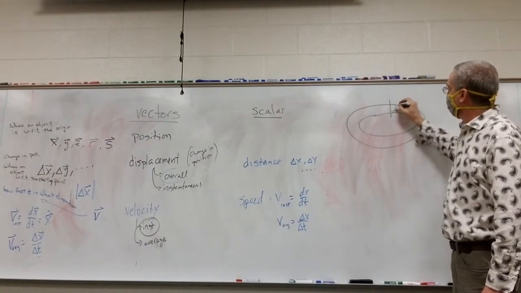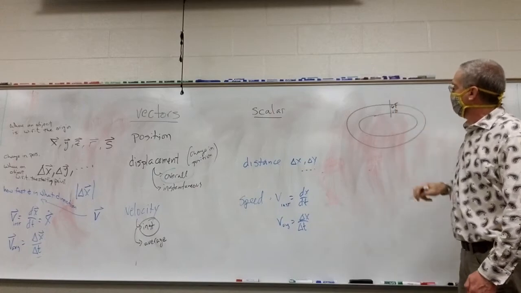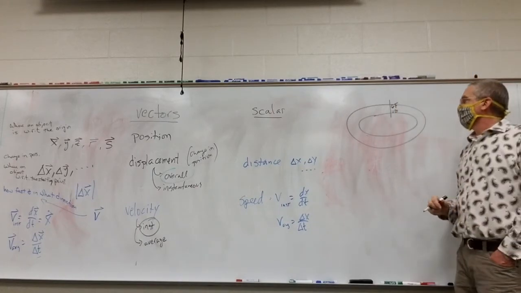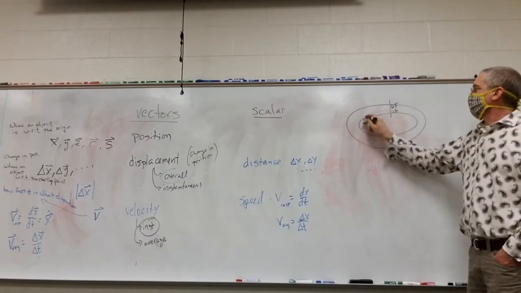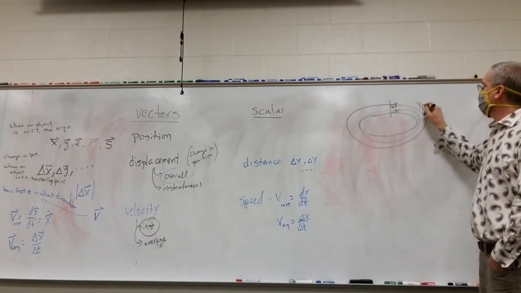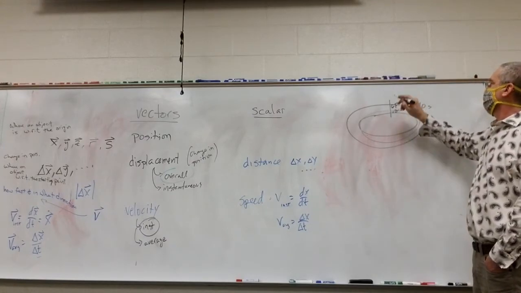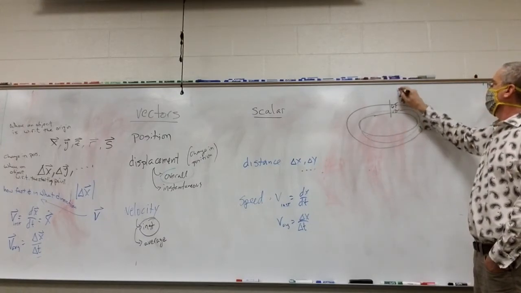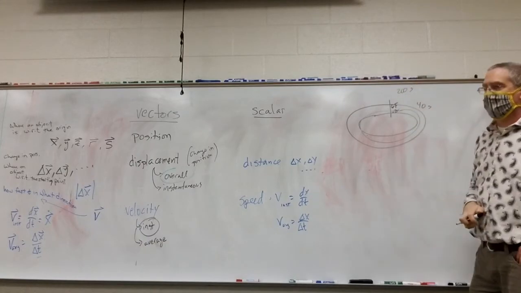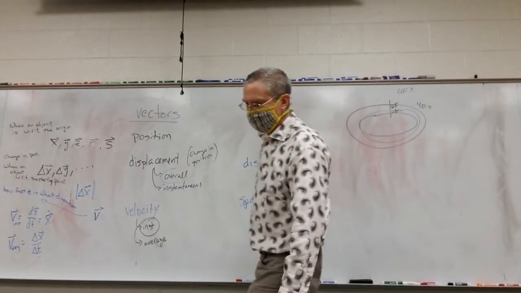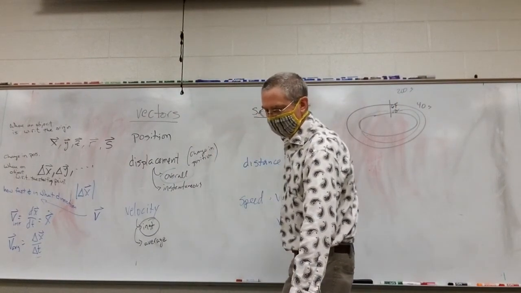Usain Bolt and I are racing around the track, once around. Usain Bolt goes around in about 40 seconds. It takes me, let's be realistic here, 200 seconds. Yep, that won't work.